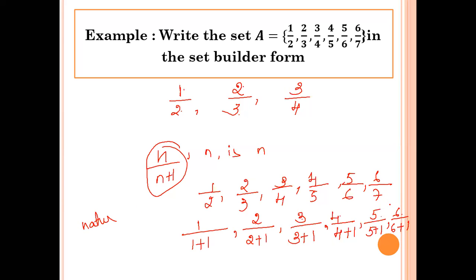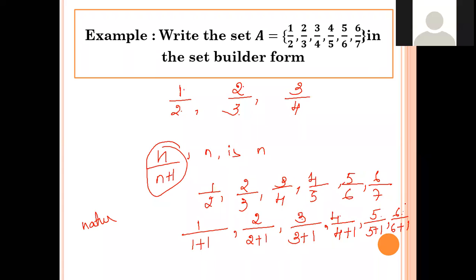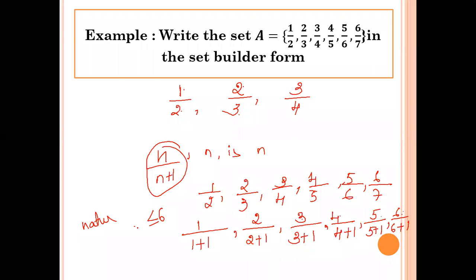But natural numbers continue up to infinity, as you said. But here it ends at 6, correct? After that we cannot find any fractions. So these are natural numbers, but natural numbers which are less than or equal to 6, correct? Can you observe that 1, 2, 3, 4, 5, 6 are natural numbers which are less than or equal to 6?